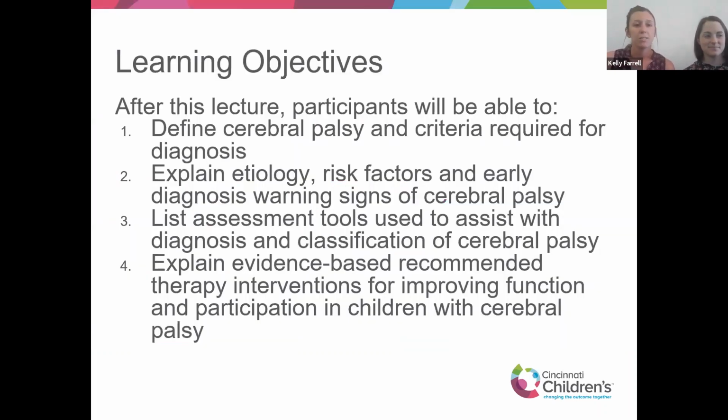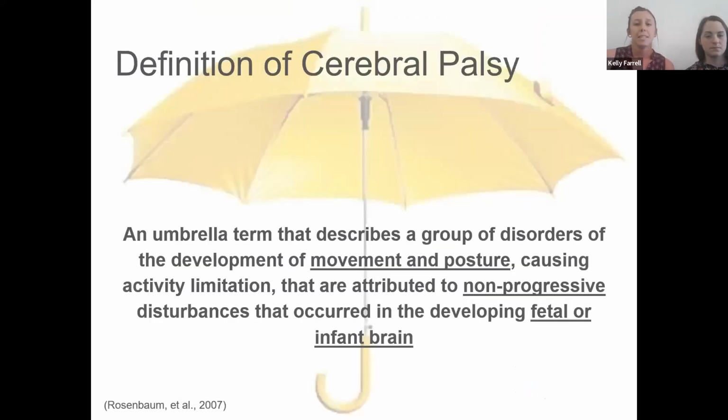So the learning objectives for today are that after this lecture, you guys are going to be able to define CP and the criteria required for a diagnosis, explain the risk factors and the diagnosis warning signs, list assessments and tools to assist with the diagnosis and classification of CP, and then also explain evidence-based therapy interventions that are going to improve function and participation. So let's get into it.